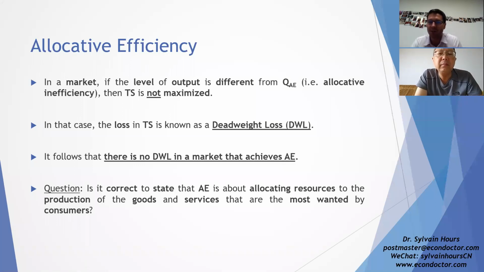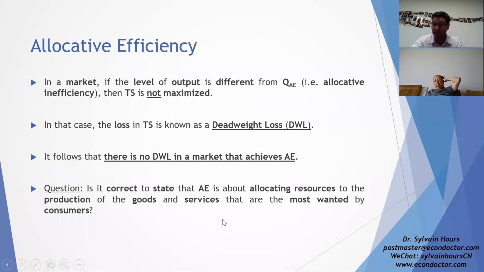Question: is it correct to state that allocative efficiency is about allocating resources to the production of goods and services that are the most wanted by consumers? Do you think it's correct? Because I have seen that in some textbooks. Do you think it is a statement that makes sense? That we should allocate resources to produce what people really want, as the only criterion that we should follow in order to achieve allocative efficiency? It may make sense, but it's incorrect.